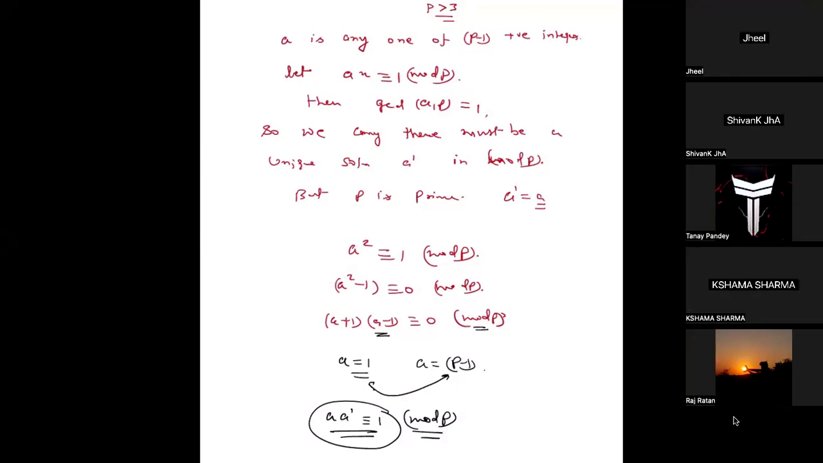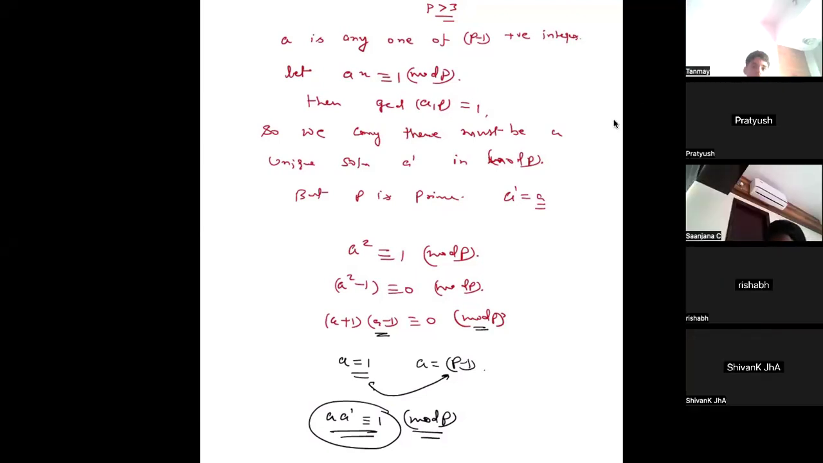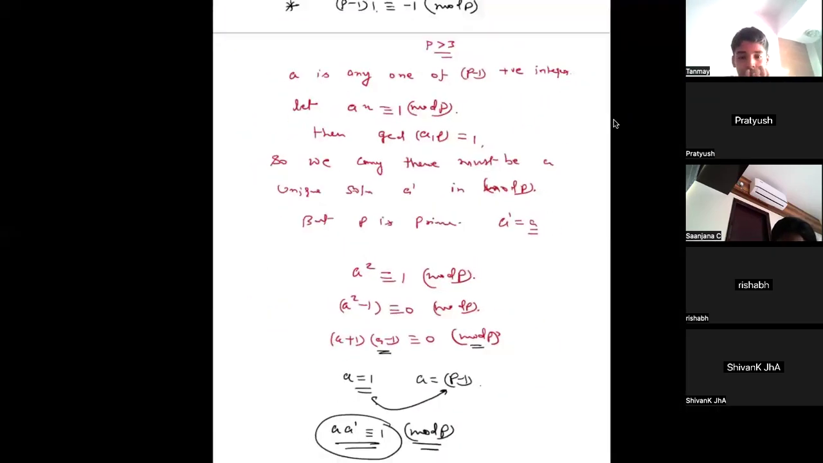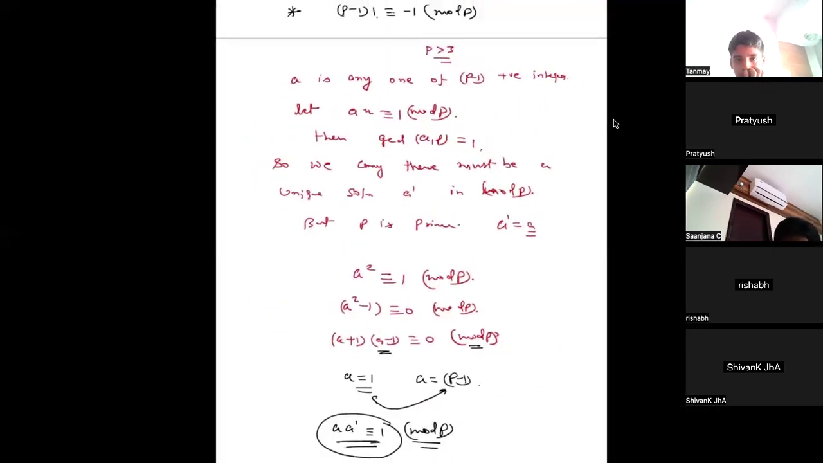Sanjana asks: how did we get that if there is a unique solution then a' is a? We are assuming that there must be a unique number a and a' that gives you the solution. So from the first two, if a equals a', I'm getting only two solutions, right? If a equals a', there must be either a + 1 = 0 or a − 1 = 0. So in that case, the possible numbers are either 1 or p − 1.